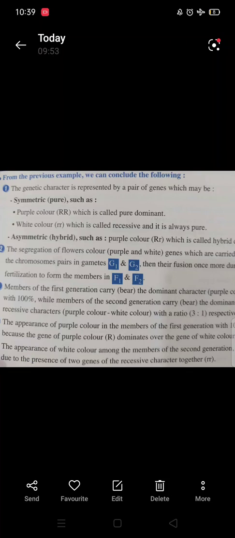So as we see here, the purple flower R capital R capital is pure dominant. The white, R small R small, is recessive, and it is always pure. The hybrid one, purple R capital R small, is called hybrid dominant. There is no hybrid recessive. Recessive is always pure.